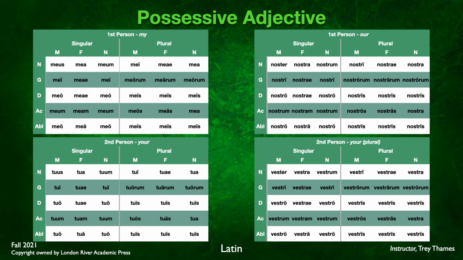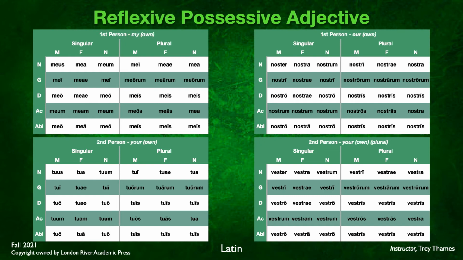Again, this is the possessive adjectives that we just reviewed. First person singular, first person plural, right? My or our. And in second person, your or y'all's. Okay? Tuus, tua, tuum, and vester, vestra, vestrum. Now here is the reflexive possessive adjectives. And if you'll notice, the charts are exactly the same. The only difference is how we're translating it.